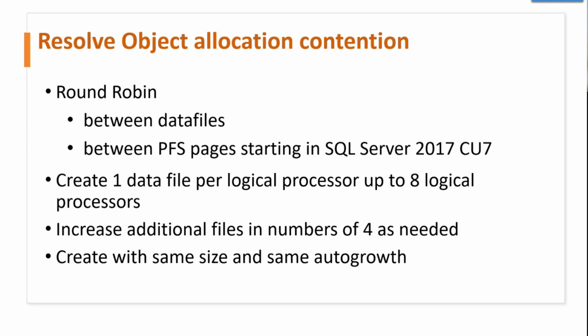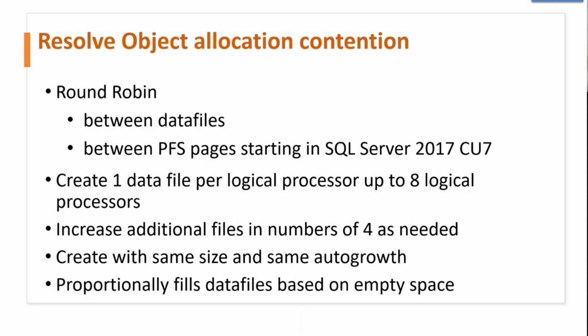And when you create these new data files, make sure that you create them with equal size and equal auto growth. Why? Because SQL Server follows this proportional fill algorithm where it proportionally fills all the data files based on the empty space. So imagine you have a new data file that is bigger than the other data files. All the transactions are going to be hitting that new data file. It becomes a hotspot and that causes contention, which is exactly what we don't want. So it is very important to create those new files in additional numbers of 4 and also with equal size and equal auto growth.